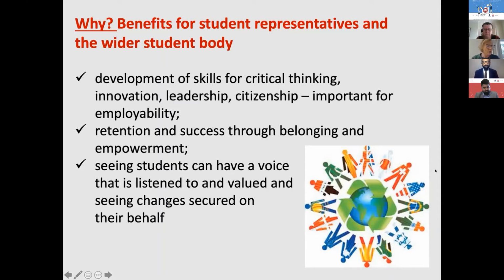I like to think about how when you leave your institution, you'll either be making jobs or taking jobs. And I think that it is really important that you develop the skills of critical thinking and leadership and citizenship to be able to do that. And also retention and success through a feeling of belonging and empowerment within your institution. And importantly also seeing, for institutions, seeing that students, and for students, seeing that they can have a voice that is listened to and valued, and seeing changes secured on their behalf is really important, because institutions are all about the students. You're at the centre of everything that institutions do.